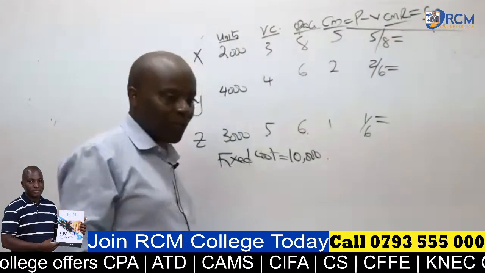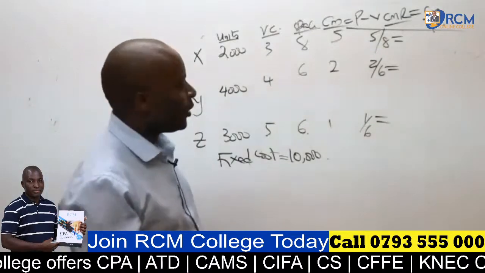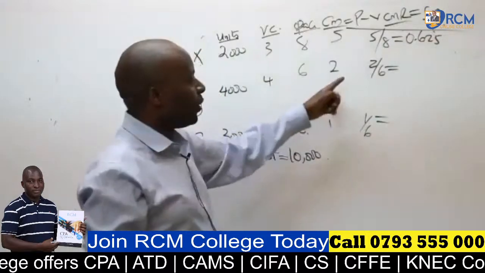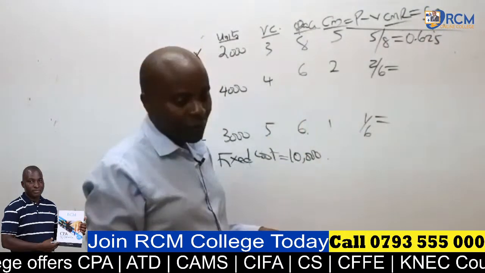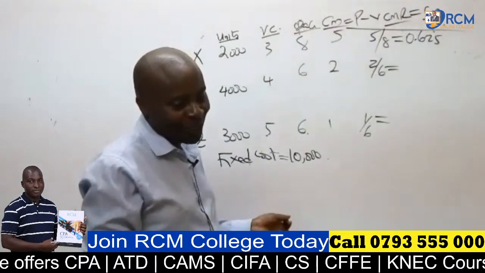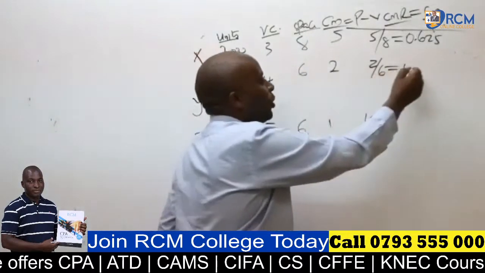Somebody help me out here. 5 over 8 is 0.625. Thank you very much. How about 2 over 6? Oh, 2 decimal places, there should be 0.63. So this should be 0.33.